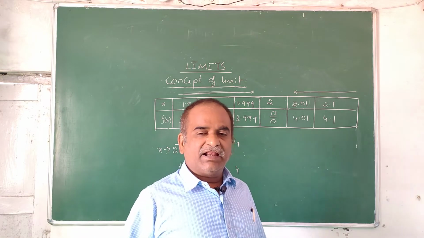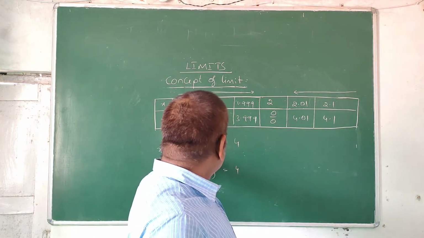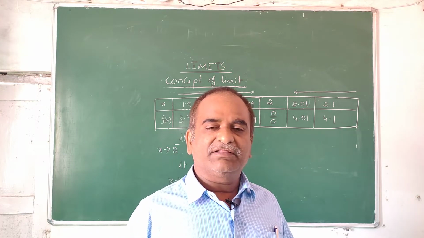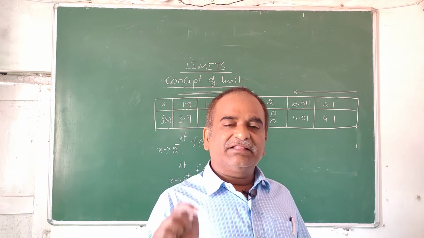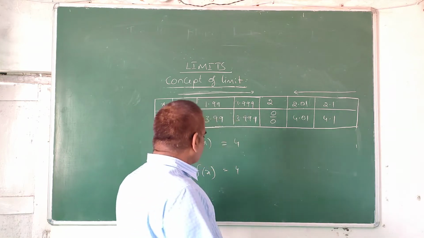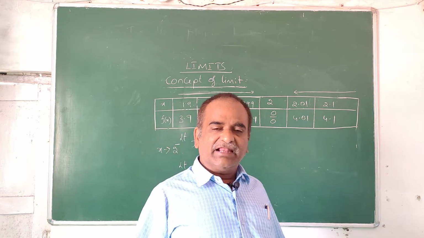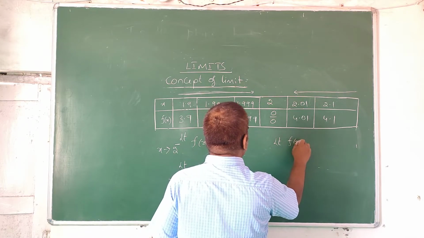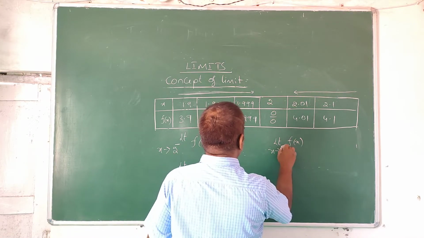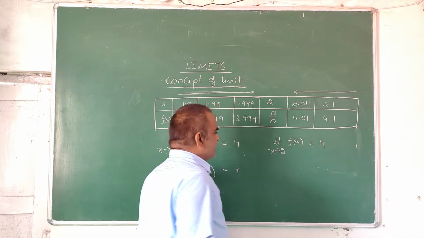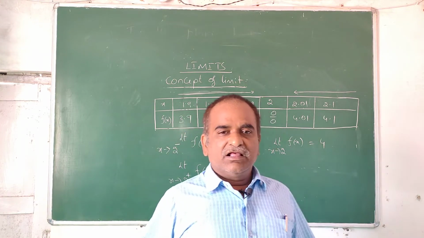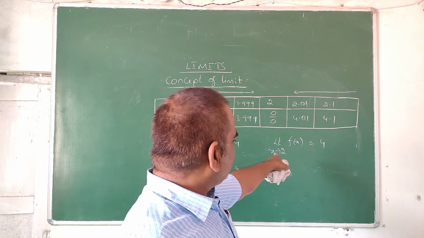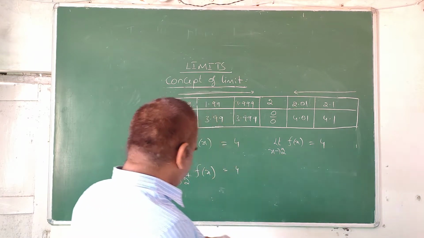This is called the left hand limit, this is called the right hand limit. So now you can see both limits are equal, and this is the only stage where you can say that the limit exists. Therefore, the limit of the function exists as x tends to 2, and that limit would be 4. So this is the most important point. The limit of the function as x tends to 2 is equal to 4.